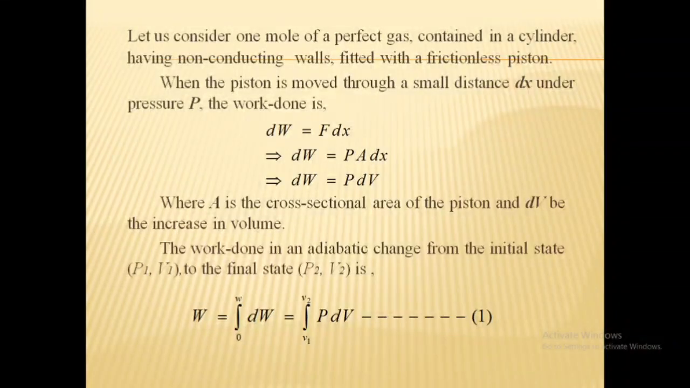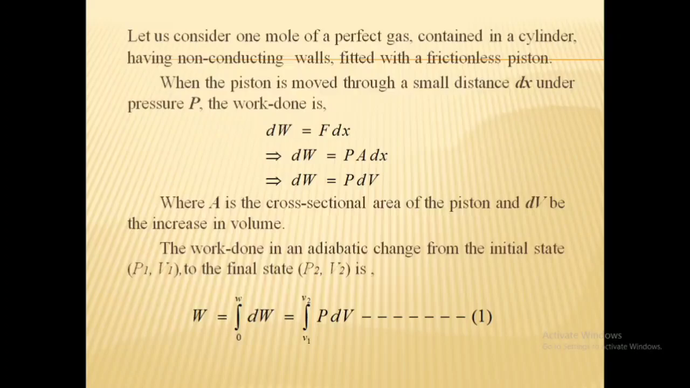So let us consider 1 mole of a perfect gas contained in a cylinder having non-conducting walls and fitted with a frictionless piston. In the earlier case we considered conducting walls for the isothermal process, and here, since the process is adiabatic, we consider non-conducting walls of the cylinder, and the cylinder is fitted with a frictionless piston.